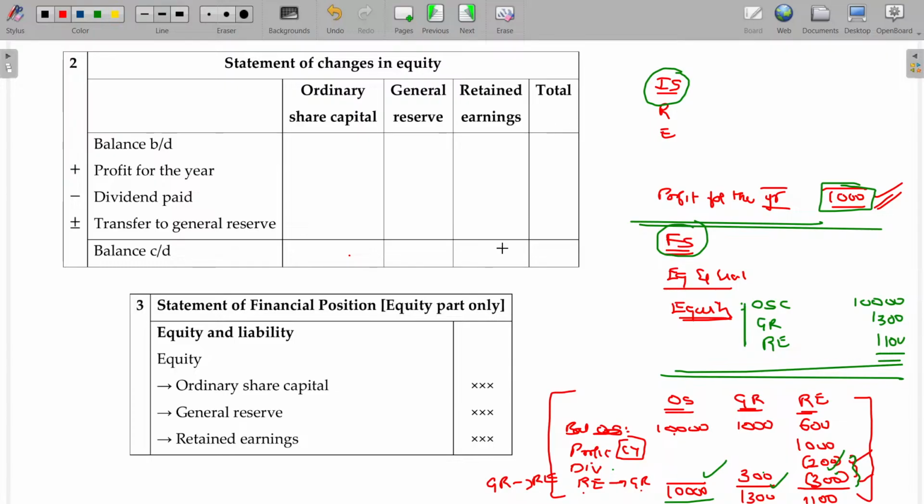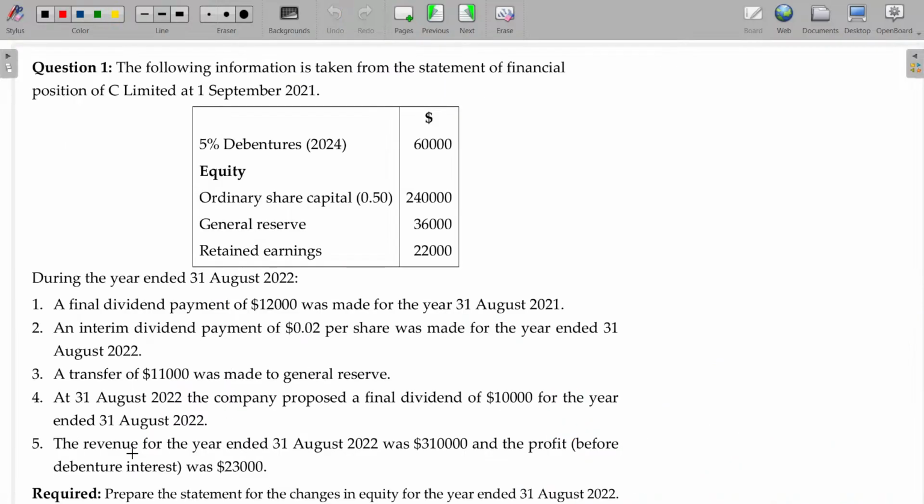So that's the closing balance that will go to your statement of financial position under equity and liabilities, especially under the equity section. Ordinary share capital, general reserve and retained earnings are going to be posted. Is that clear? We'll now start with the first illustration. Question number 1.